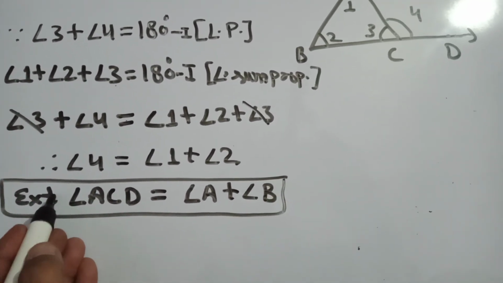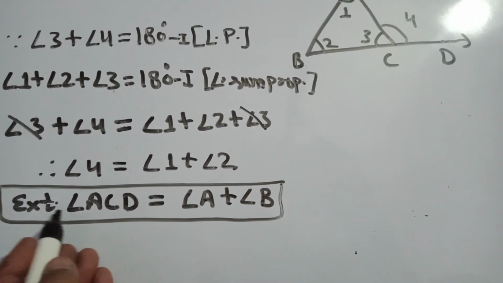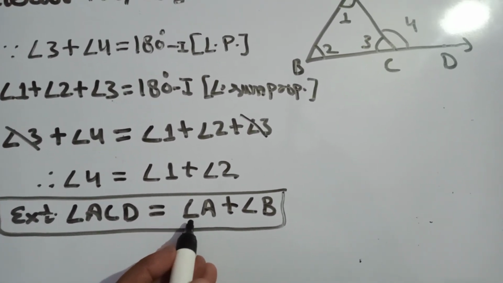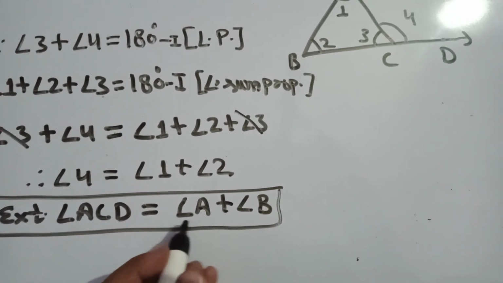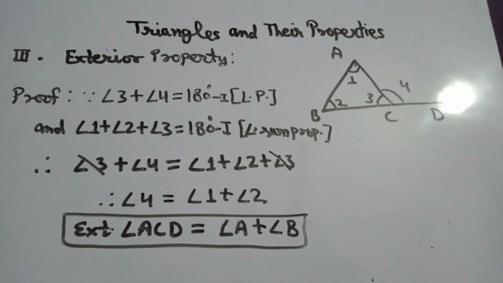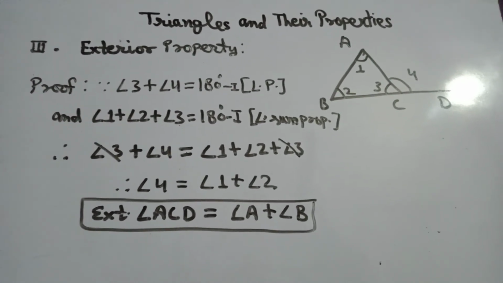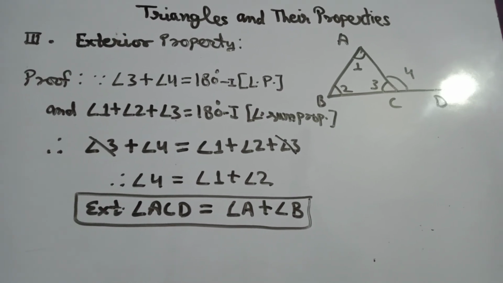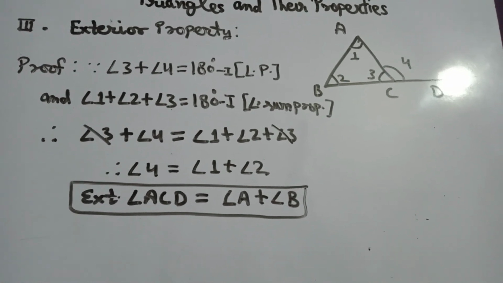An exterior angle of a triangle is equal to the sum of the two opposite interior angles. So students, I hope you will understand these two properties and practice them regularly. This will be introduced in your next classes as well.